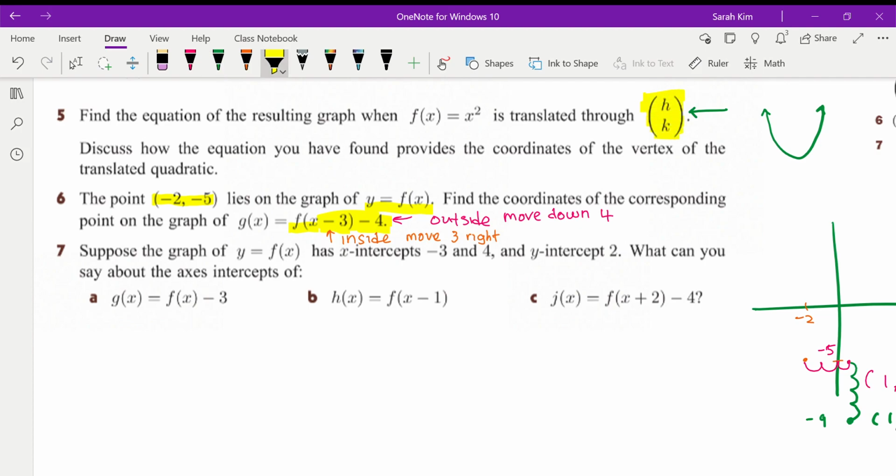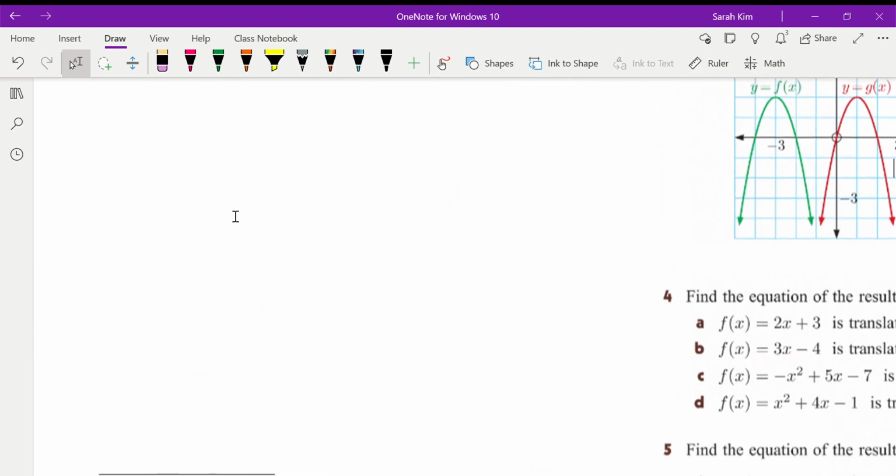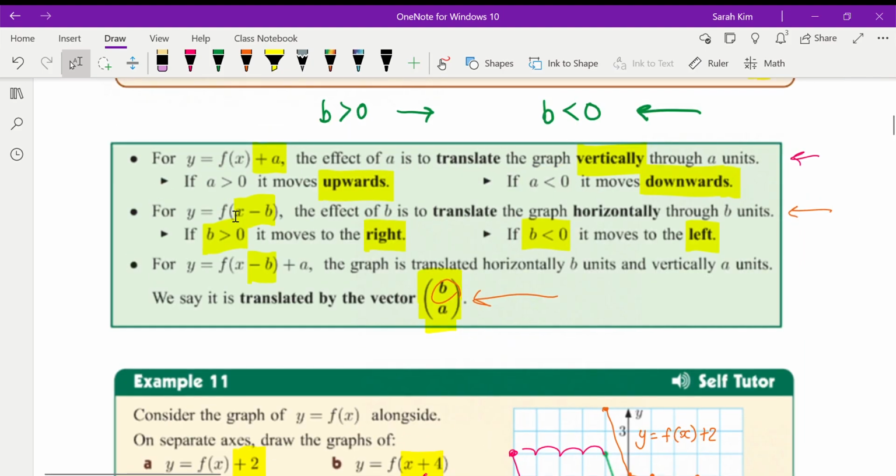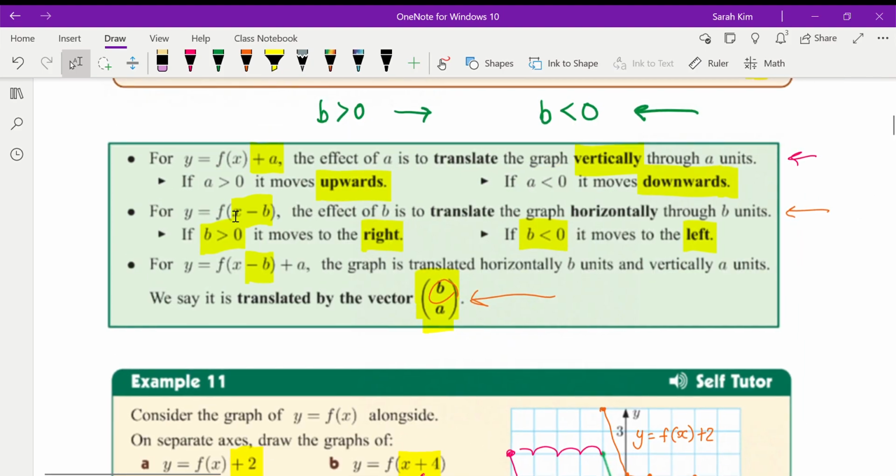If you're looking at it and going, what is going on? It's because I didn't really talk you through it, but we'll give it a go. So let's go back to our notes. It's just basically the last point here. It says if your graph is moved by negative b on the inside and then plus a on the outside, it can also be written as this vector. So this is a vector.